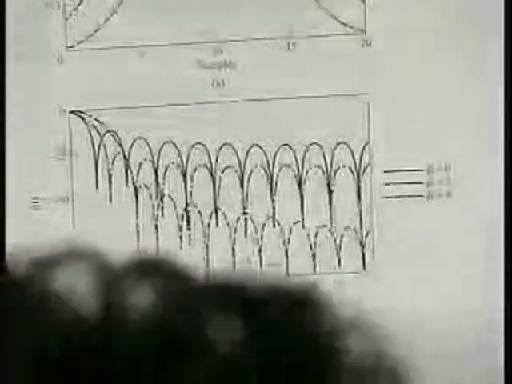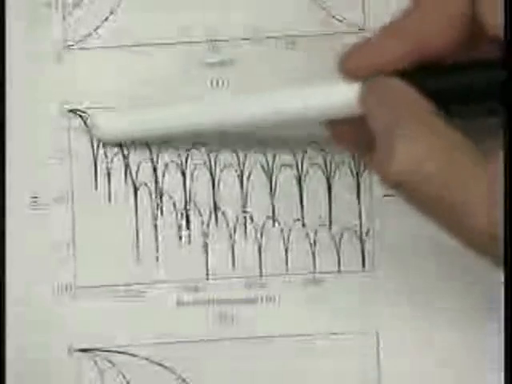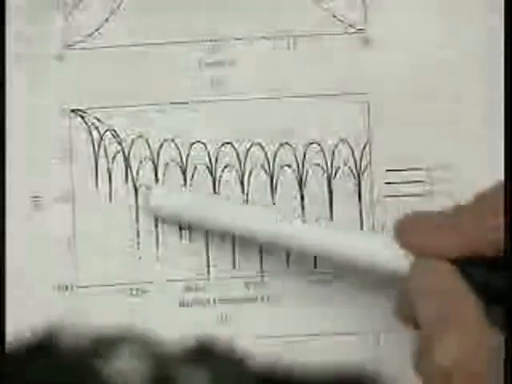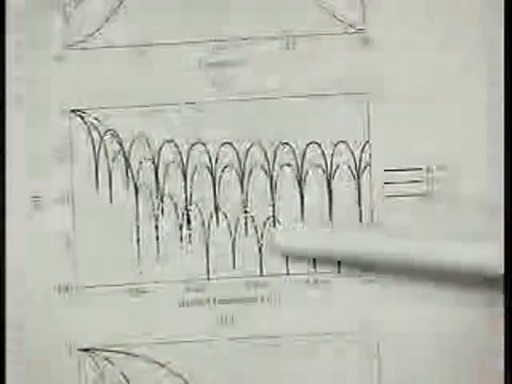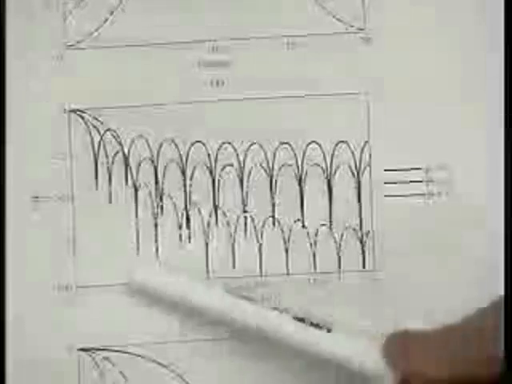Which one is that? My eyes don't... Oh yeah, I see this. This is beta equals 6. Okay, and it's got much lower side lobe than both of those, but it has a fatter main lobe.